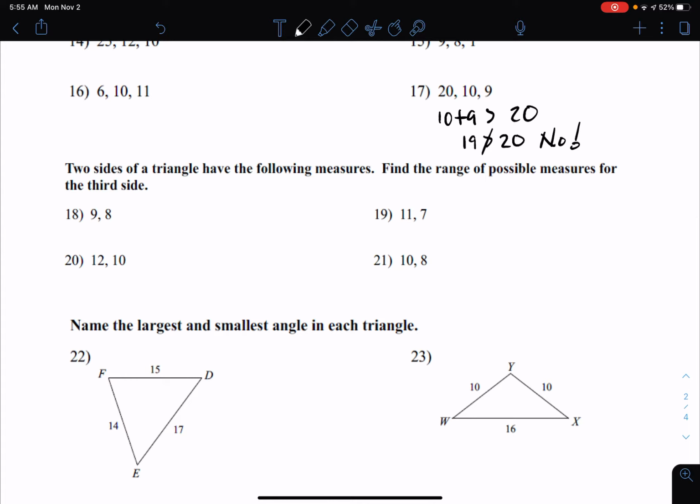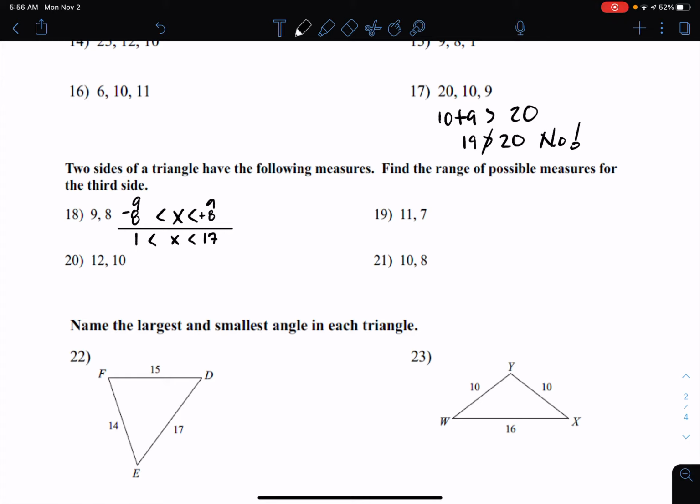All right, let's do two of these ones down here. It says the two sides of a triangle have the following measurements. Find the range of possible measures for the third side. If you guys remember, x is going to be between two numbers. On the left side, you do the subtraction, so 9 minus 8. On the right side, you do 9 plus 8. That would be 1, and the other one would be 17. So the range of possibilities is x has to be greater than 1 but less than 17 on that one. All right, let's do another one of those.